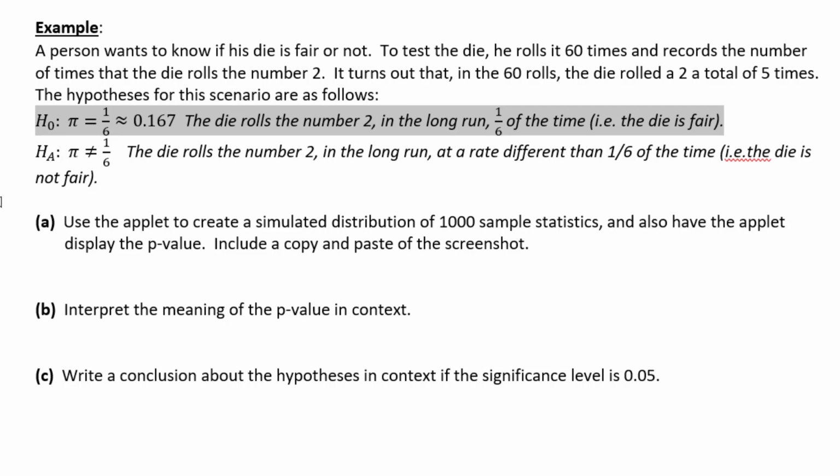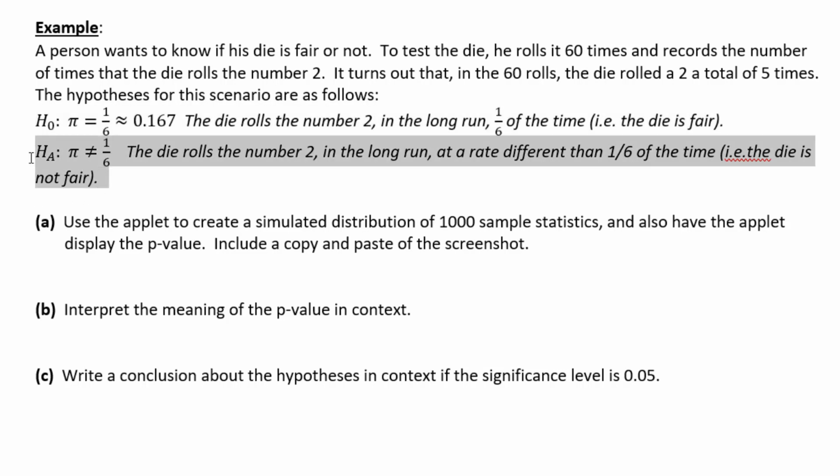The alternative hypothesis would be that pi is not 1/6. That would mean that the die rolls the number 2 in the long run at a rate different than a sixth of the time. And that would mean the die was not fair. Maybe it rolls the number 2 more often than it should. Maybe it rolls the number 2 less often than it should. But it would be something other than a sixth of the time. Okay, so that's given to us, the null and alternative hypothesis.